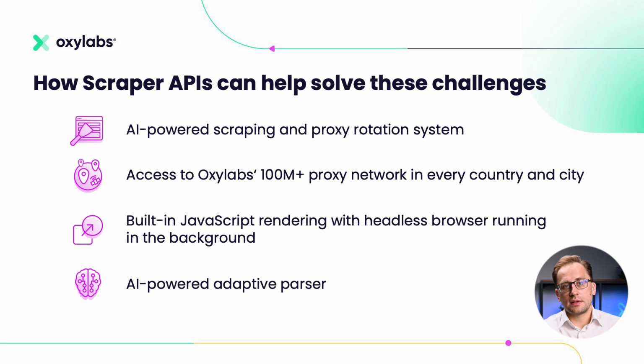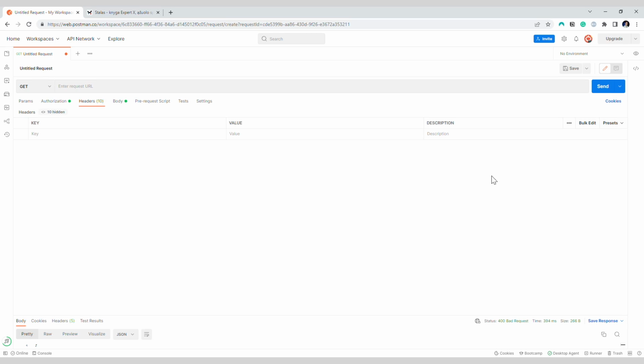And the last thing is that our e-commerce Scraper API includes an AI-powered adaptive parser, so it can actually parse specific fields about the product, like price, old price, description, or title of the product, and many more. I'll show you an example in a bit, but more or less it can help you solve these key challenges. Just to better understand how our Scraper API works, I'll show you in Postman.